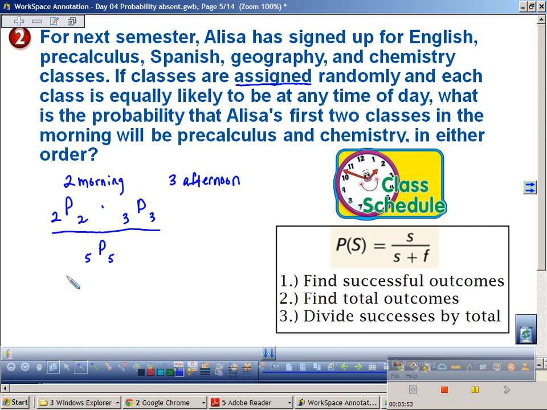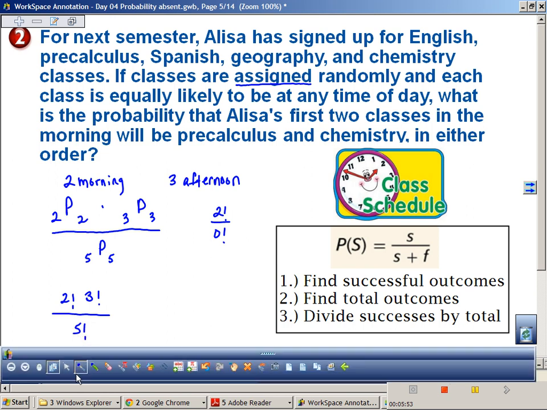2 permutation 2. If I were to put that in a calculator, I don't have it in front of me. I'm just going to do it in my head. So it would be, I'll do my work over here. 2 factorial over 2 minus 2, which is 0 factorial. That would be 2 factorial. This one would be the same thing. 3 factorial over 5 factorial, because 5 minus 5 would be 0 as well.